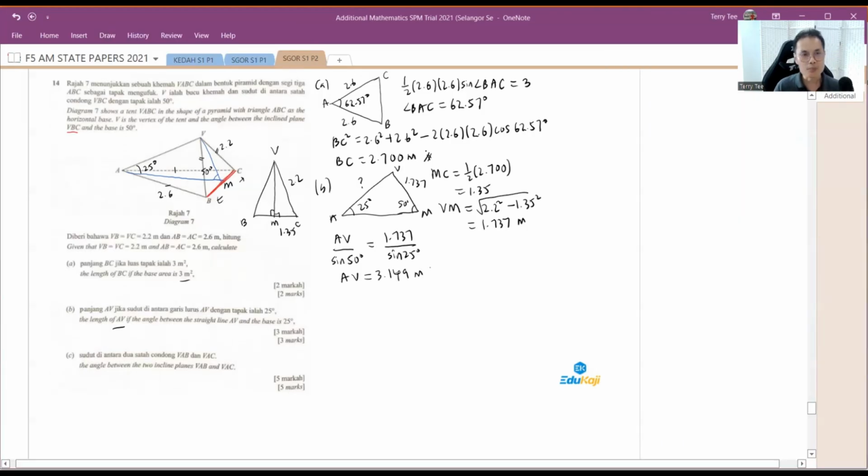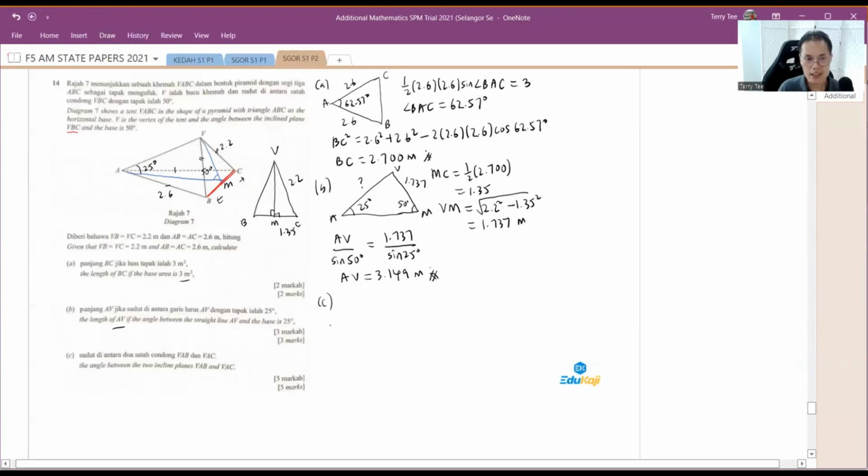Now in my opinion, actually they don't need to give 25 degrees, because we can find AM using the same way. We can find AM and then use the cosine rule to find AV. Because if I use Pythagoras, 2.6 squared minus 1.35 squared, I can get AM. Then my answer might be different compared to when this is 25. But anyway, I just use what they gave us. So I don't have to find AM. I find VM, and I use the sine rule to find the length of AV.